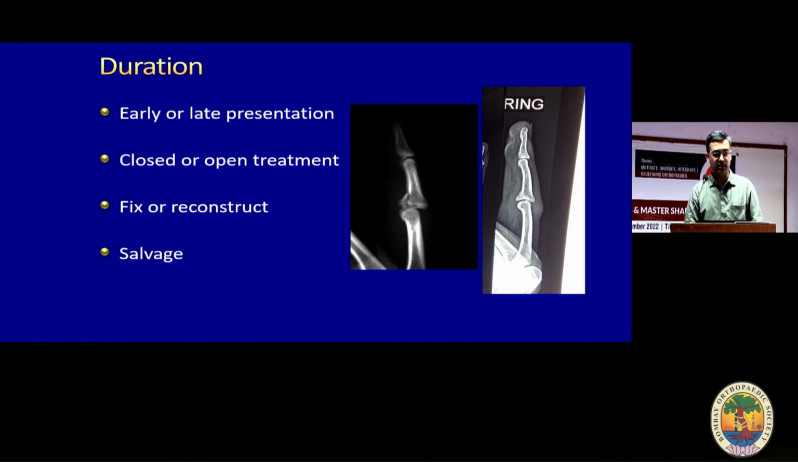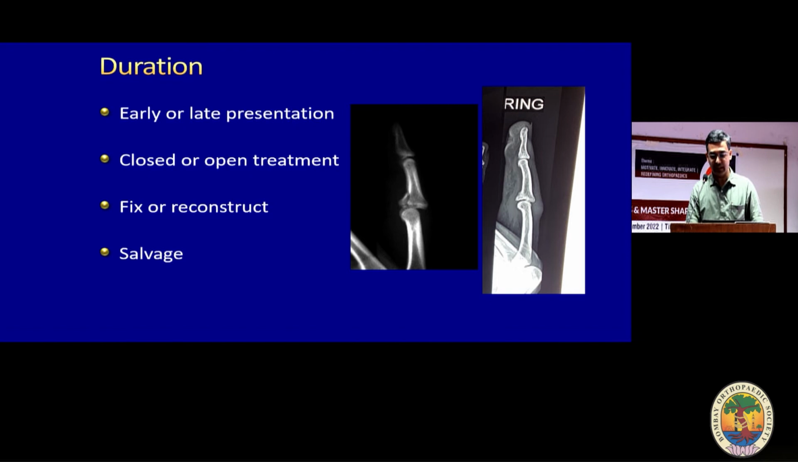Early and late presentation. Usually we will see this at about 5 to 7 days. Very rarely I would see it on day 1. It decides whether you're able to do a closed reduction or an open reduction. All right, so that's why don't miss these injuries.